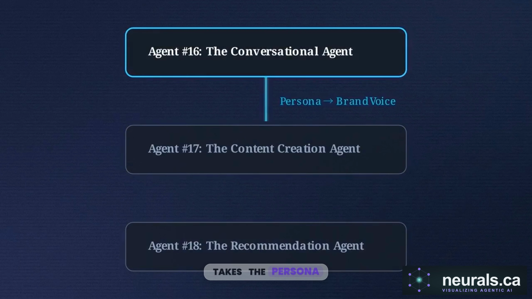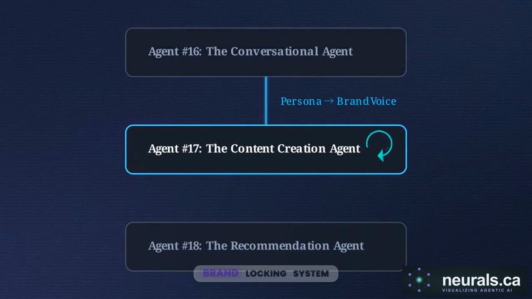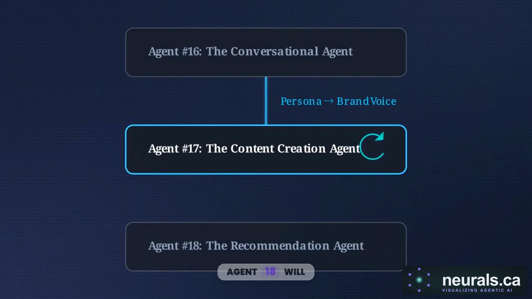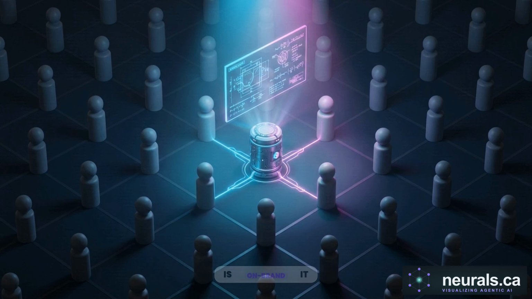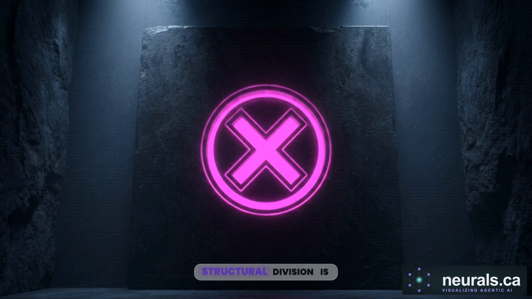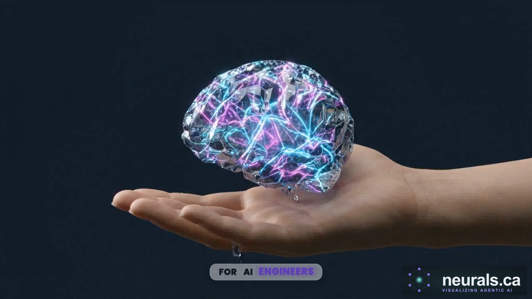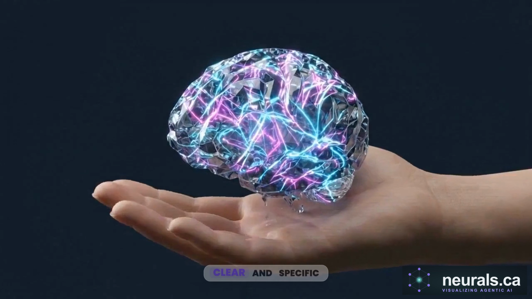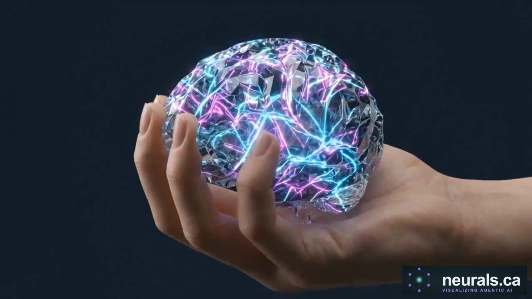Agent 17 takes the persona as constraint model from Agent 16 and generalizes it into an enterprise brand locking system. Agent 18 will eventually inherit the same analytics loop, but instead of focusing on what is on brand, it will focus on what is personally relevant to the individual user. The writer's job is to reach. This structural division is what makes AI-generated content safe for a global brand. The ultimate directive for AI engineers building in this space is extremely clear and specific. Don't just generate it. Gate it.